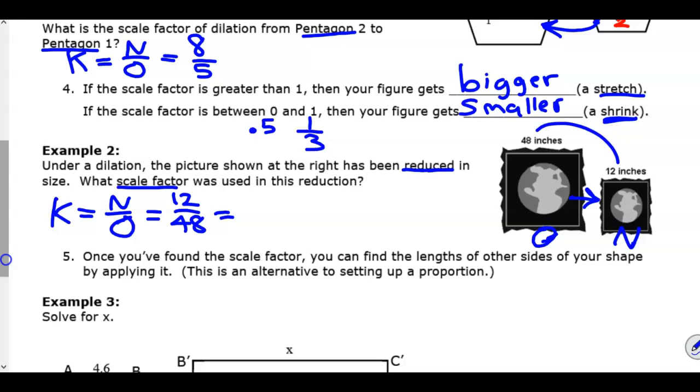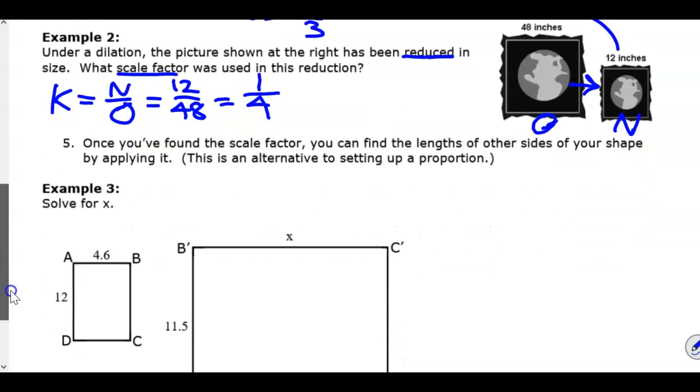Show me. Okay, you can divide them both by 12, and it's going to be 1 over what? 1 over 4. Okay, so 1/4. Now, some people would get the answer 4 over 1 because they have it mixed up. They have it upside down, right? All right, so now, number 5. We good on example 2?